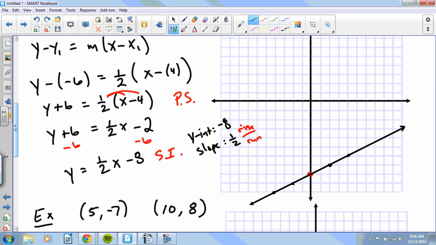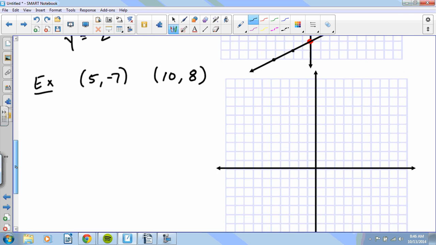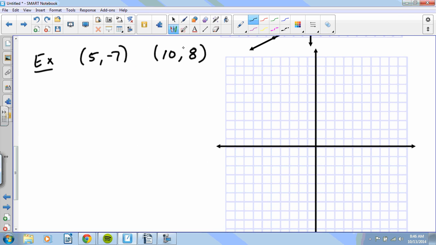Okay. So that's an example of being given a point and a slope. Well, what happens if you're given just 2 points? Remember, we said in order to write a line, I need at least 1 point and a slope. Well, I have the point part. I have 2 of them to choose from. We'll talk about that in a second. But I still need a slope. So first thing I'm going to do is find my slope.